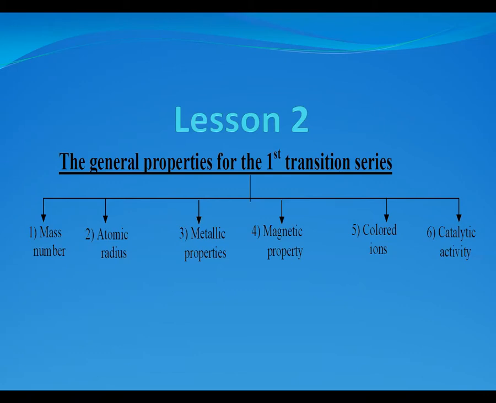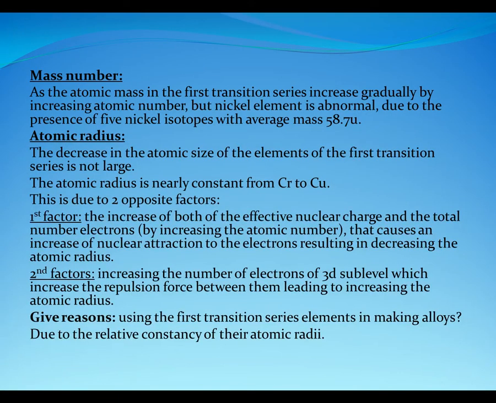Today inshallah we're going to start lesson 2, which is talking about the general properties of the first transition series. The first property we're going to talk about is the mass number, second is atomic radius, third is the metallic properties, fourth is magnetic property, fifth is colored ions, and the last one is catalytic activity. Let's start with the first one, which is the mass number.